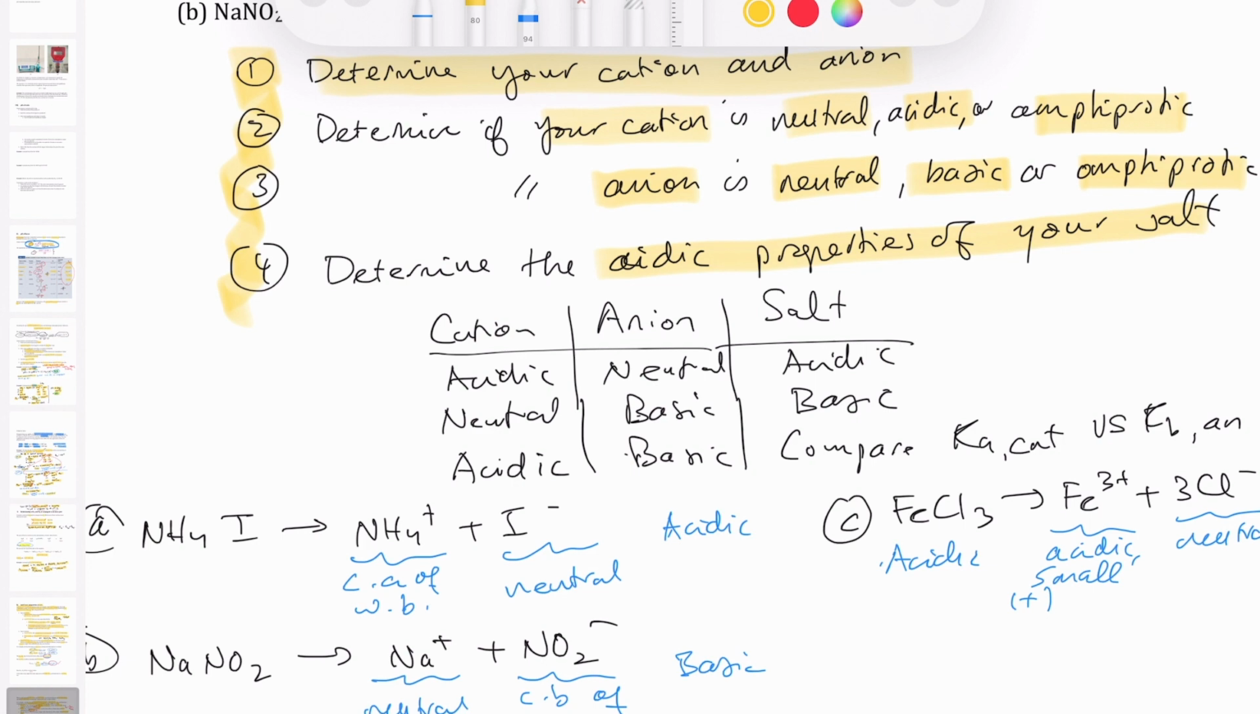And it simply will look something like this. If the cation is acidic and the anion is neutral, you're going to get an acidic salt. If the cation is neutral and the anion is basic, you're going to get a basic salt. If the cation is acidic and the anion is basic, you're going to have to compare the Ka of the cation and the Kb of the anion, see which one is larger, and that one is the one that's going to determine the property of the salt.